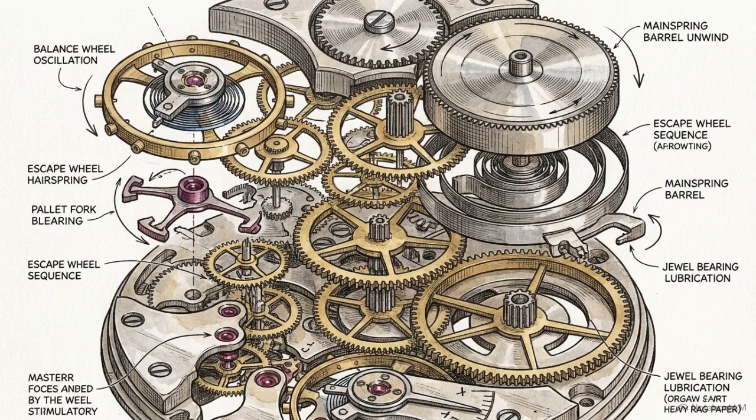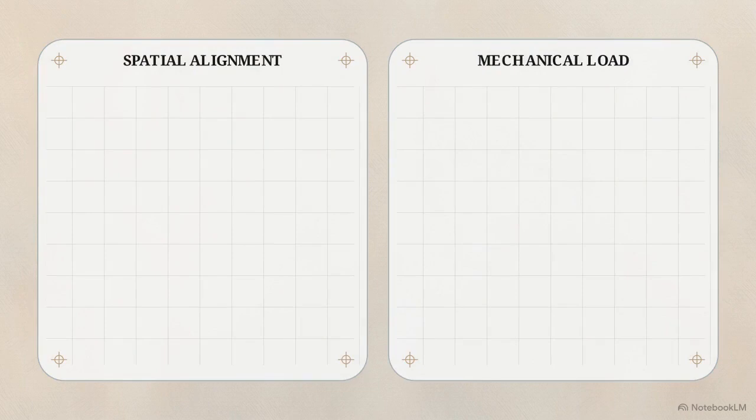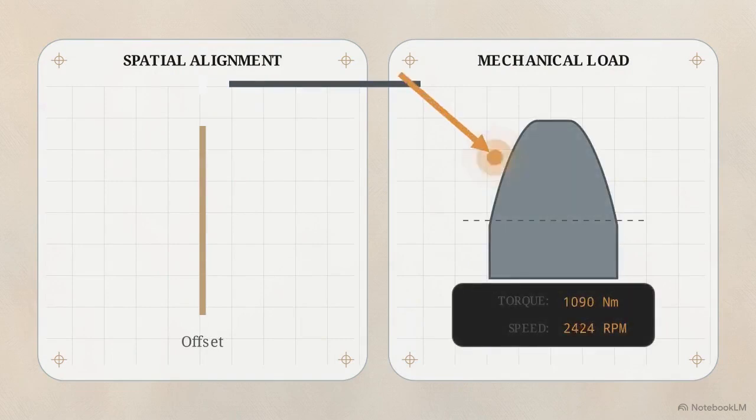Beyond simple transfer, these components function as control mechanisms, adjusting speed and torque to reach the highest possible level of machine efficiency. The design of any gear system relies on two mathematical variables: the spatial alignment of the rotating axes and the specific load requirements of the physical system.